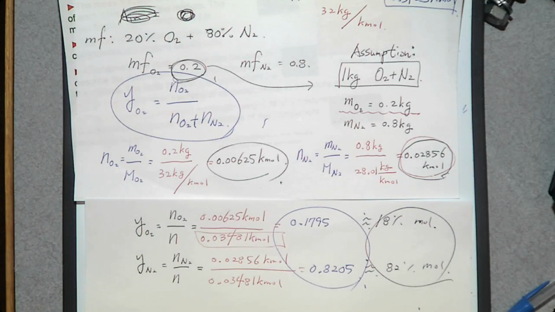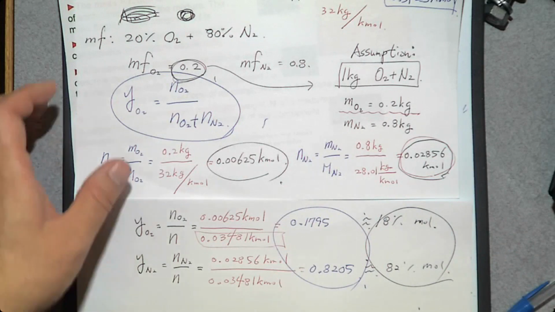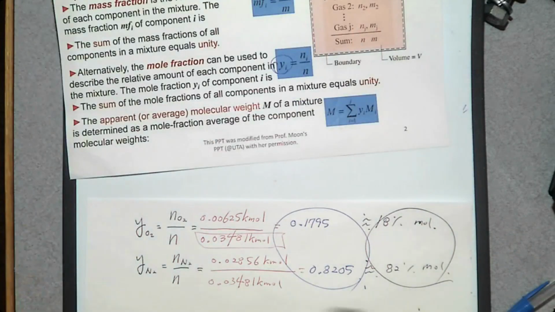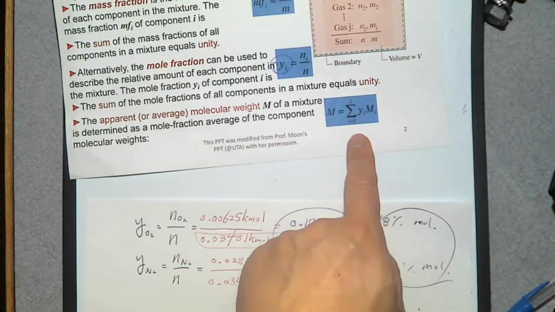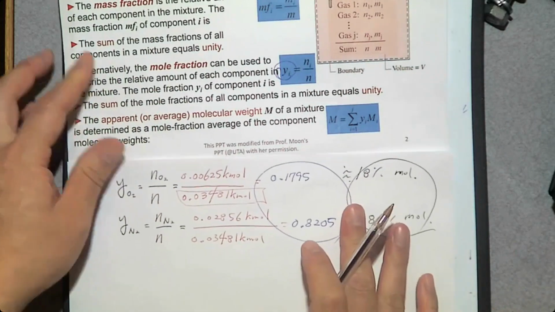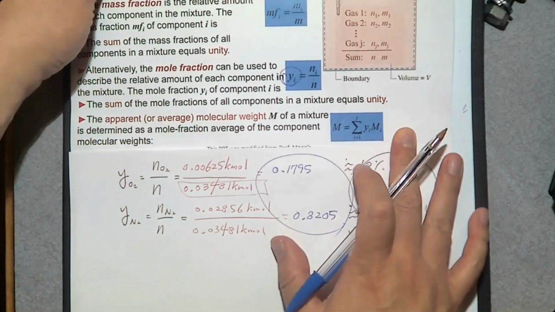So what was the easiest equations that we studied in thermodynamics 1? The ideal gas equation of state. Oh, by the way, before we move on, we need to talk about the apparent molecular weight.